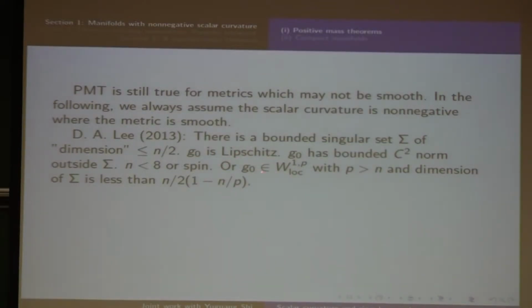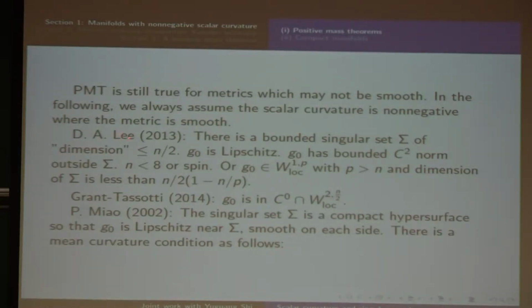Another assumption is that suppose g_0 is in a certain kind of Sobolev space, and the dimension of Sigma is less than some constant, then the positive mass theorem is still true. Here g_0 is Lipschitz, and it is C^2 outside Sigma. Later on, this can be generalized to the case that the metric g is in C^0 intersect this set.